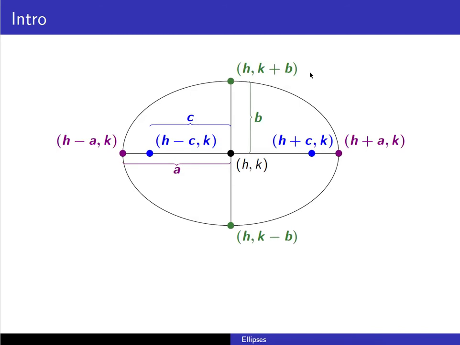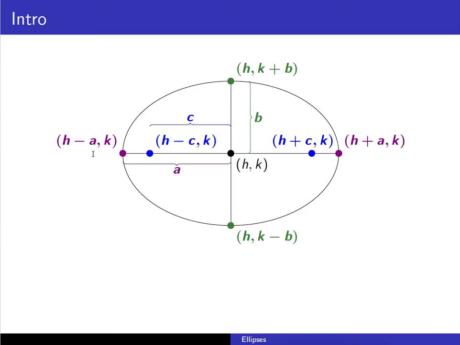So putting it all together, and it looks rather intimidating, I understand that. a represents the distance from the center to a vertex. So we have distance a and a. b represents the distance from the center to the co-vertex. And then c is the distance from the center to the focal point.